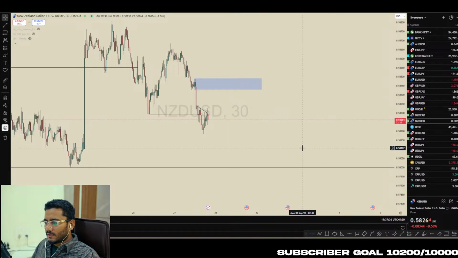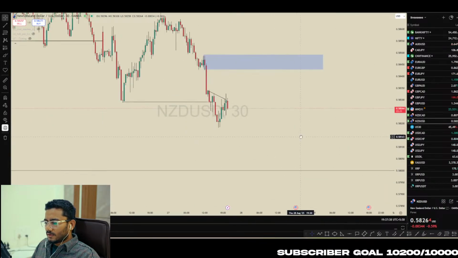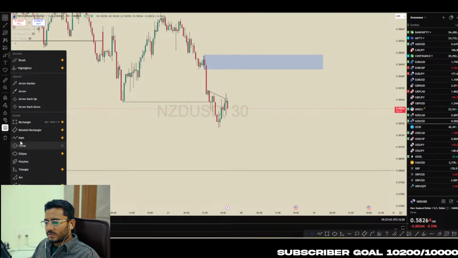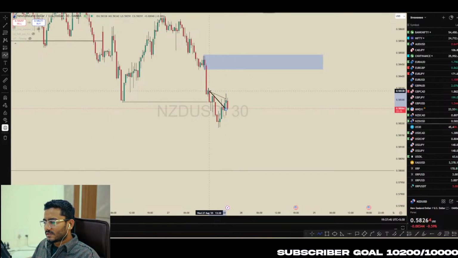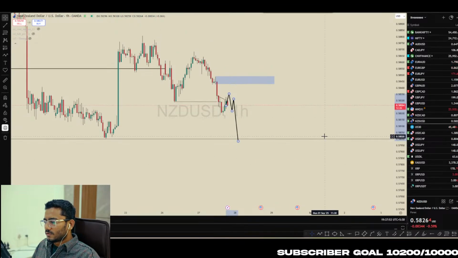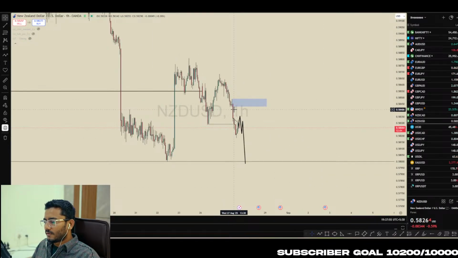But I personally think that because there is this trend line liquidity, price will not sweep whole liquidity inside. It will just continue and it will take out this high, and then we can look for continuation in this. So this is our indication that price is going to the downside.